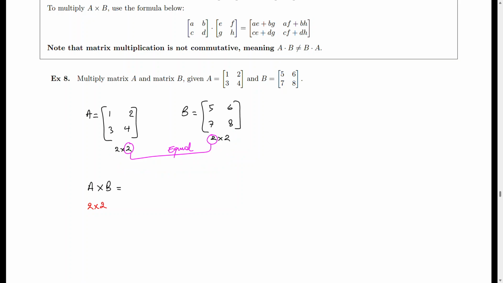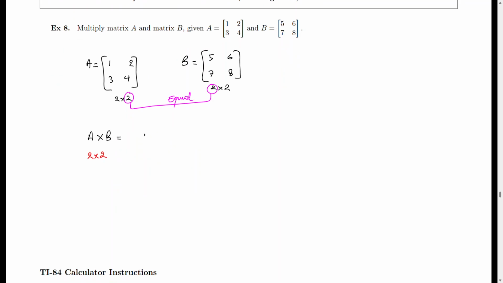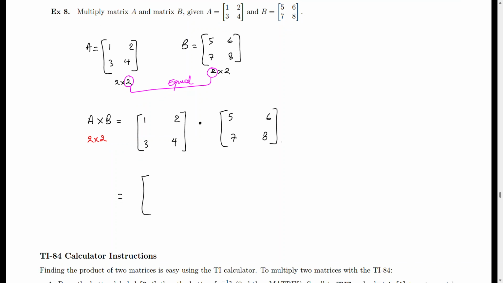Okay, so how do we multiply in reality? Well, let's write down 1, 2, 3, 4, and we want to multiply this matrix with the matrix 5, 6, 7, and 8. So we know that there's going to be 4 answers in the final solution. There's going to be one answer that goes here, another one that goes there, another one that goes here, and finally another one that goes there. And let's search for the first answer.